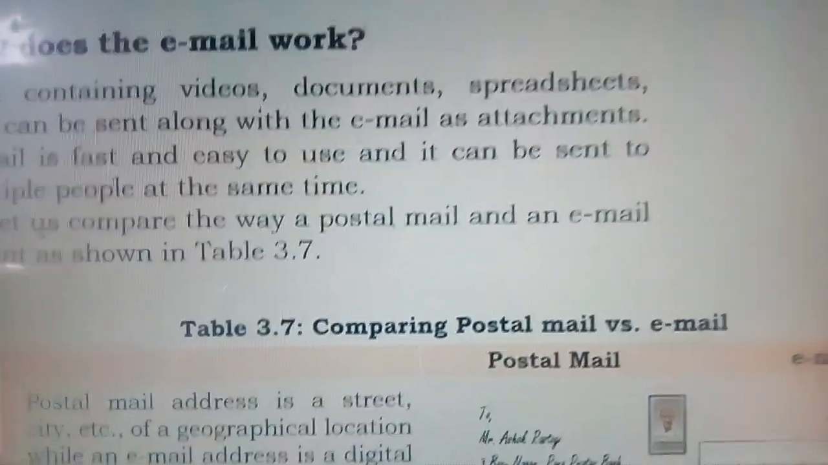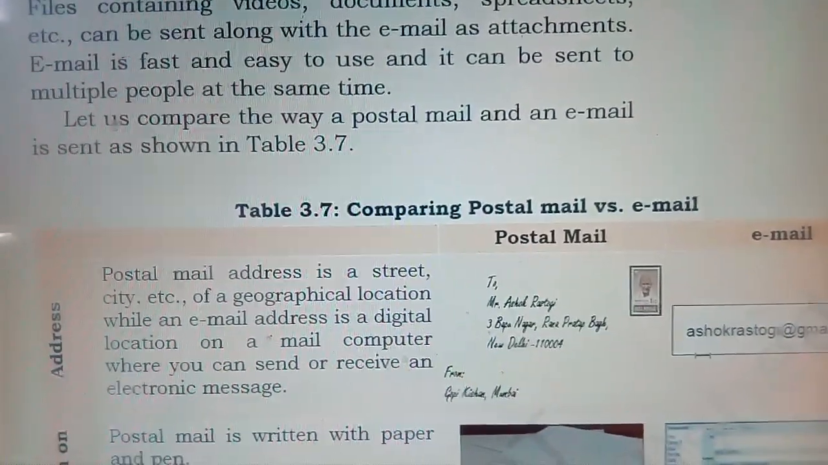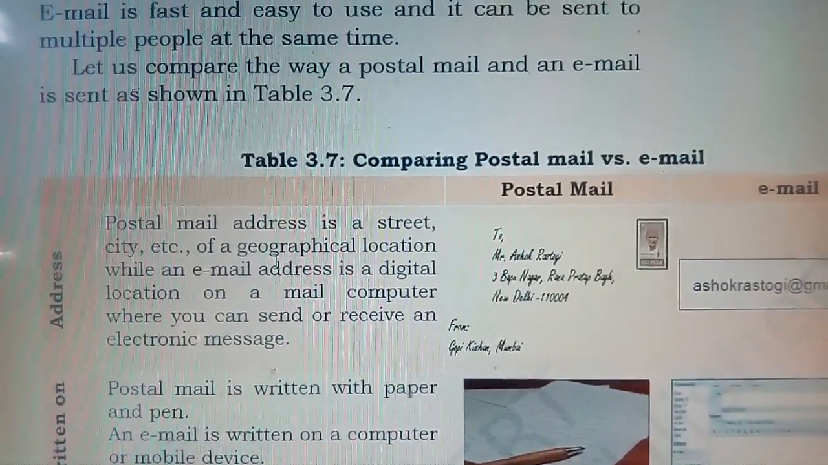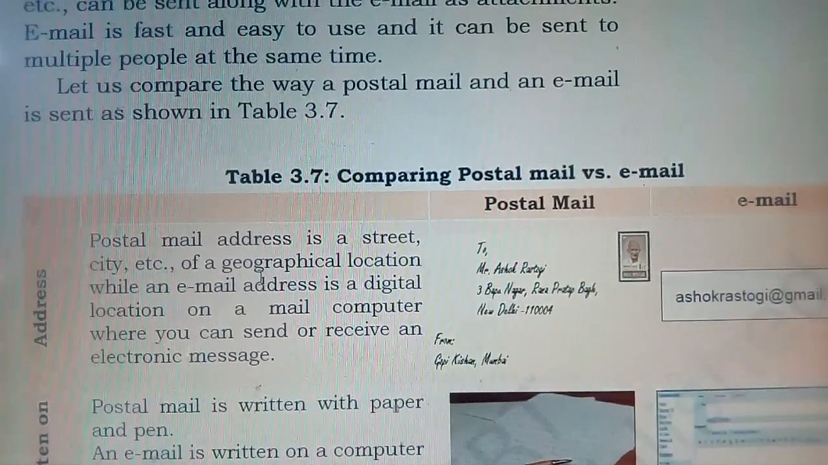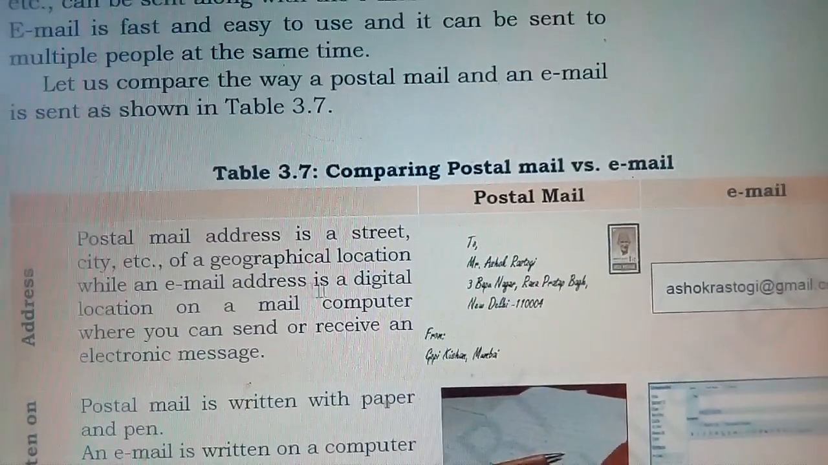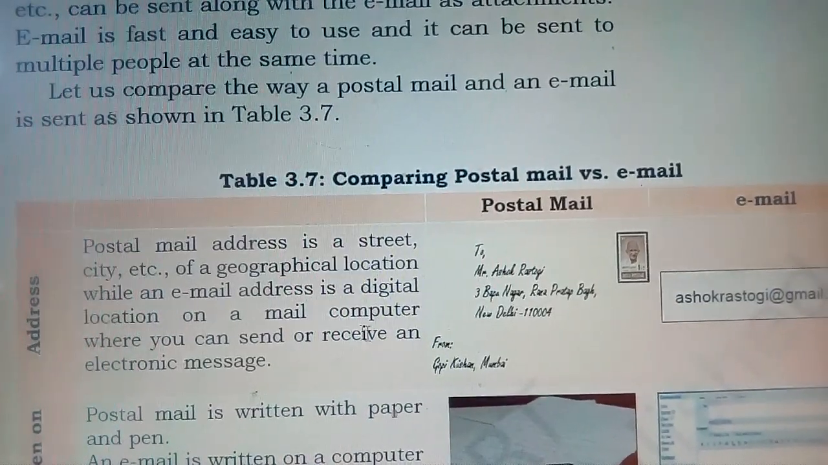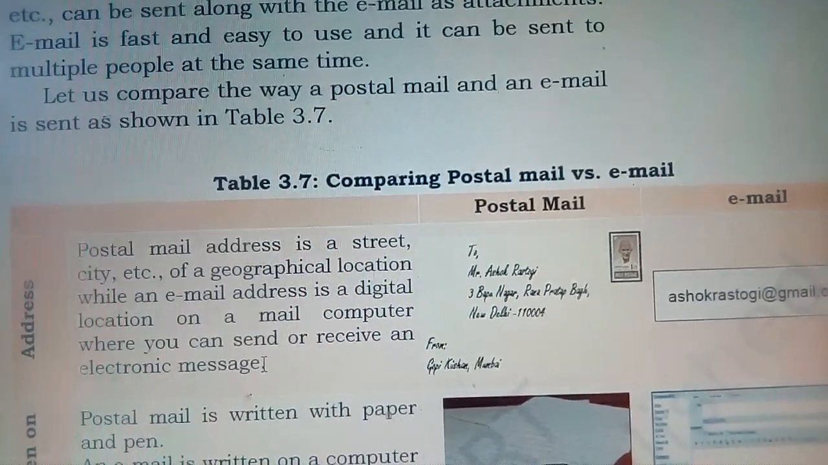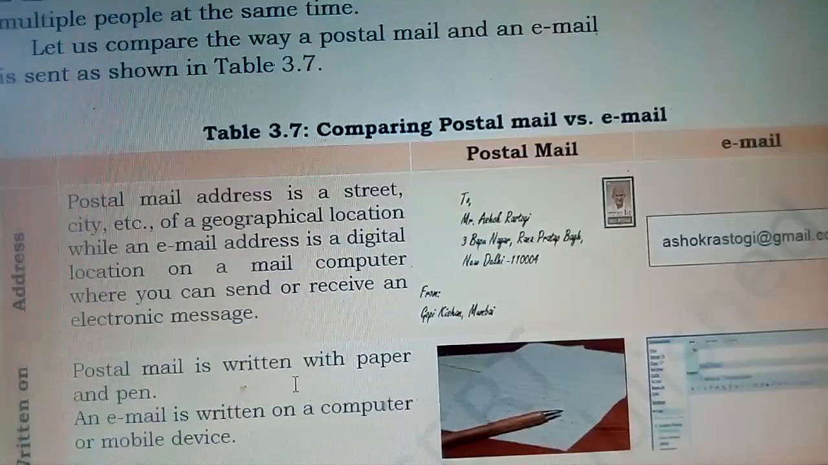Okay, so we will see here what is the difference between a postal mail and email. Here you can see postal mail address is a street, city, etc. When you are sending a postcard or postal mail, you have to give a street, city, these things in this mail address box, and that is a geographical location, whereas an email address is a digital location on a mail computer where you have to write the unique address. Through this you can send or receive an electronic message.